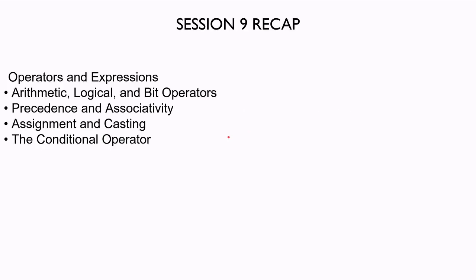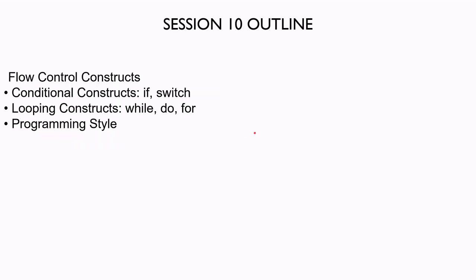Quick recap from last time. We went into the details for operators, expressions, Boolean logic in C, the casting, and the conditional operator. This time we'll be going into flow control in your program and have a brief bit about programming style.